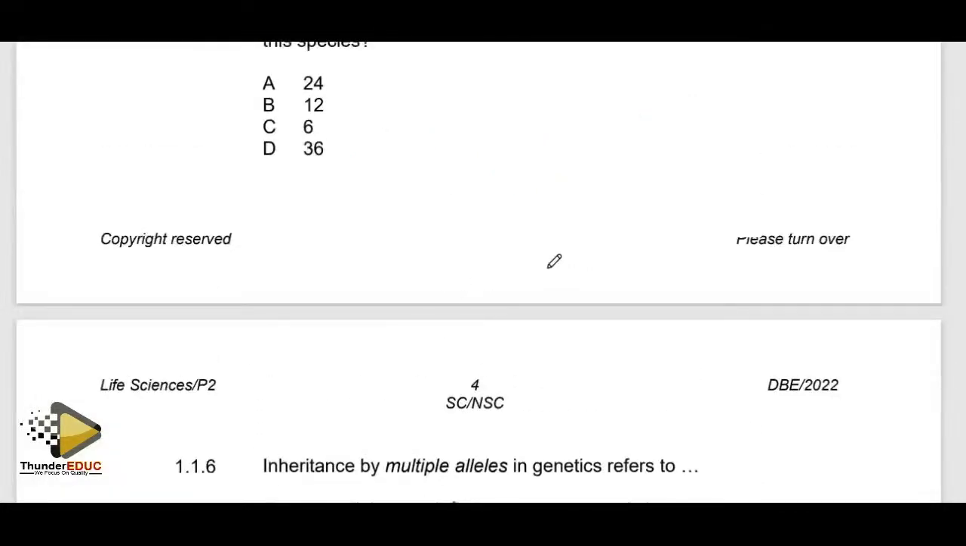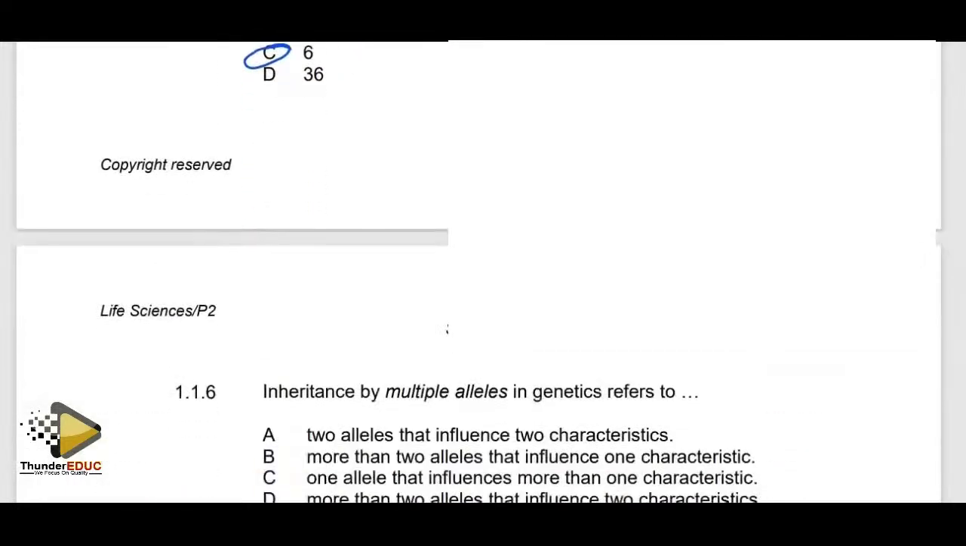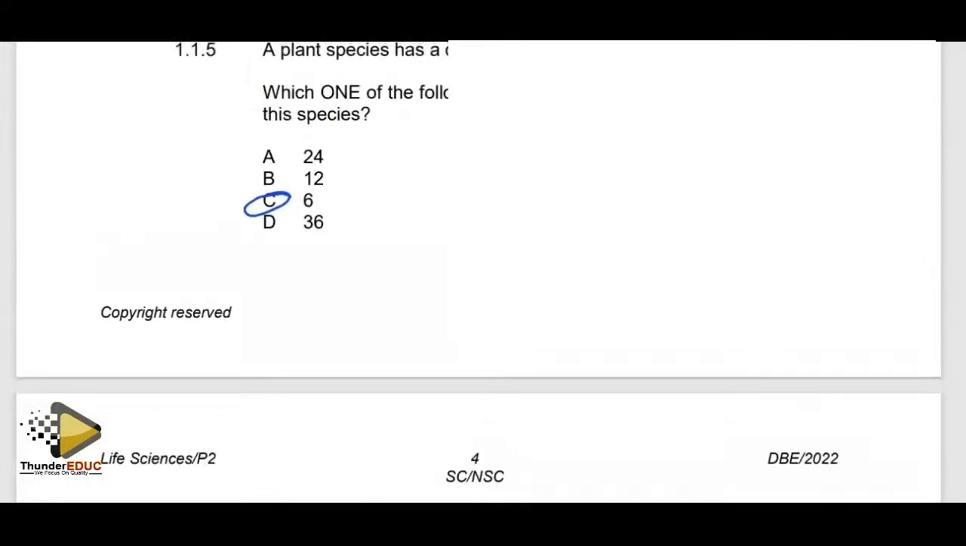So when we come back here, we shall see that the number of chromosomes from 12, half of 12 is going to be 6. So the answer is going to be C.